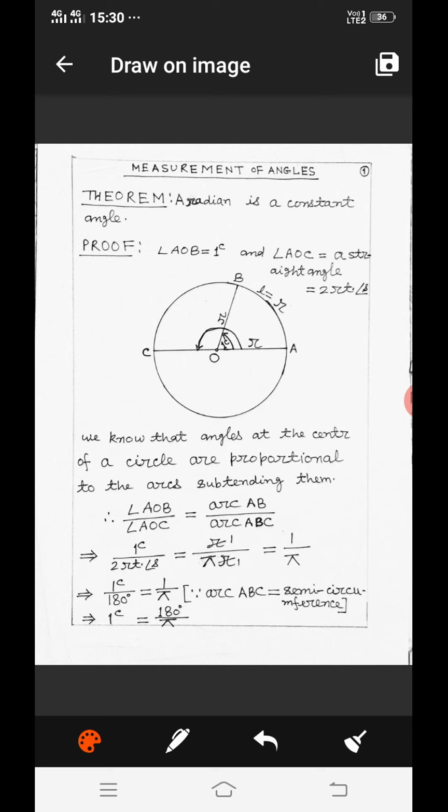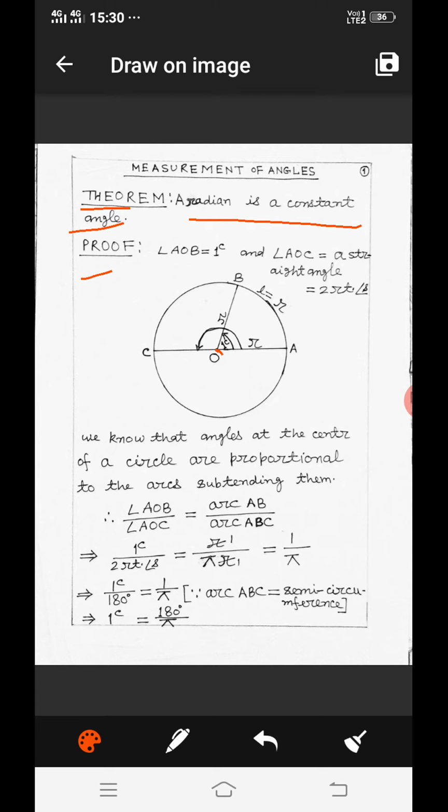The first theorem is: a radian is a constant angle. Let us start the proof. Consider a circle with center O and radius R. Cut off arc AB equal to R. Join OA and OB. Then angle AOB is equal to 1 radian.